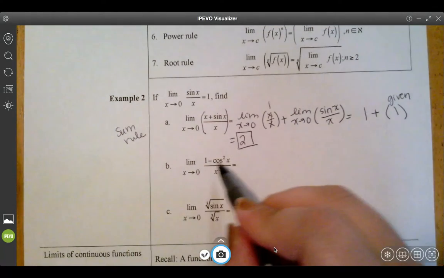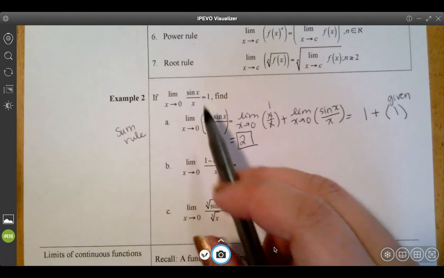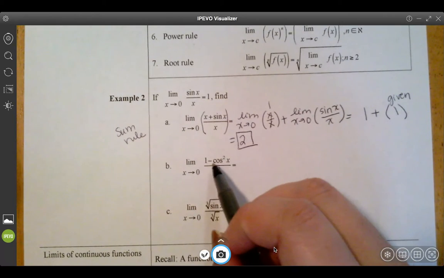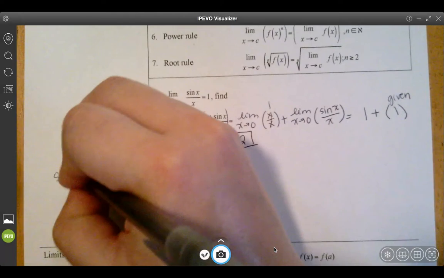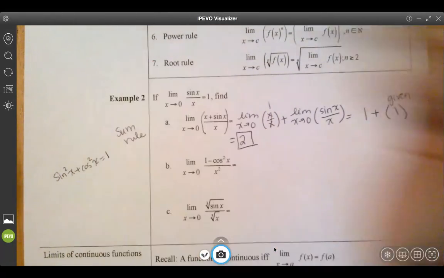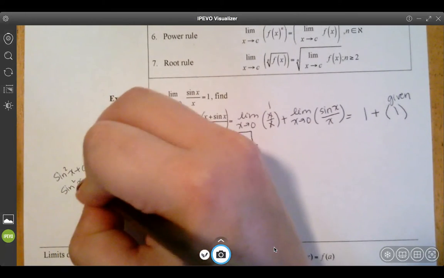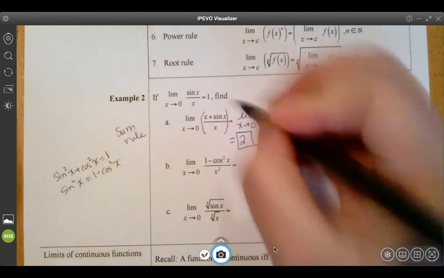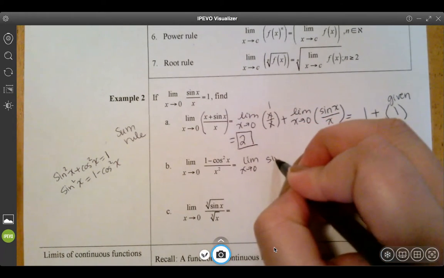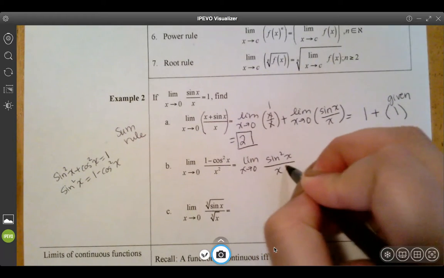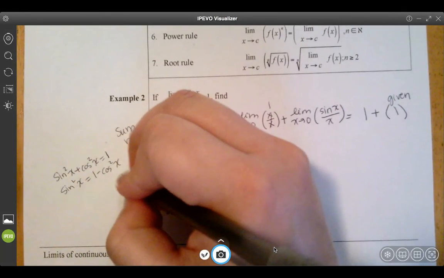In part B, I have cosine, I have sine. How do I substitute sine and cosine? Well, I know that sine squared plus cosine squared is 1. And so if I subtract cosine squared, then sine squared x equals 1 minus cosine squared x. And so I can actually write this as the limit as x approaches 0 of sine squared of x divided by x squared. Well, now both of these are squared, so I can use the power rule.